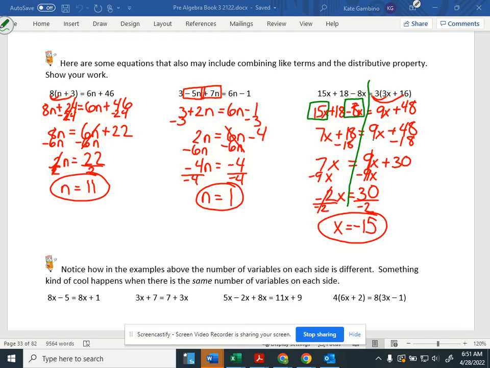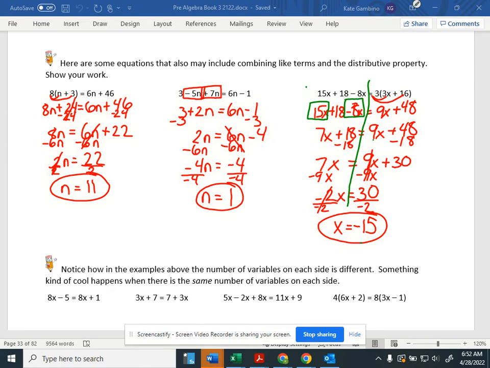So keep it organized one step at a time. We're not in a rush. There is no gold star for being done first. You want to make sure you are doing it correctly. So just do one step at a time. When you are done, you take your answer and you plug it back into your original equation to make sure that you're doing it correctly.